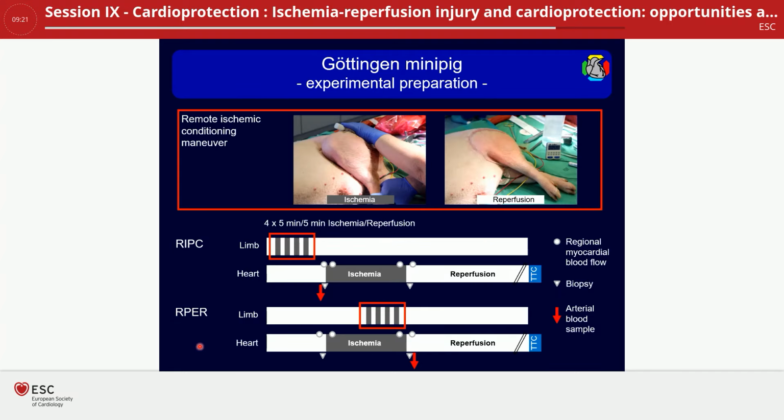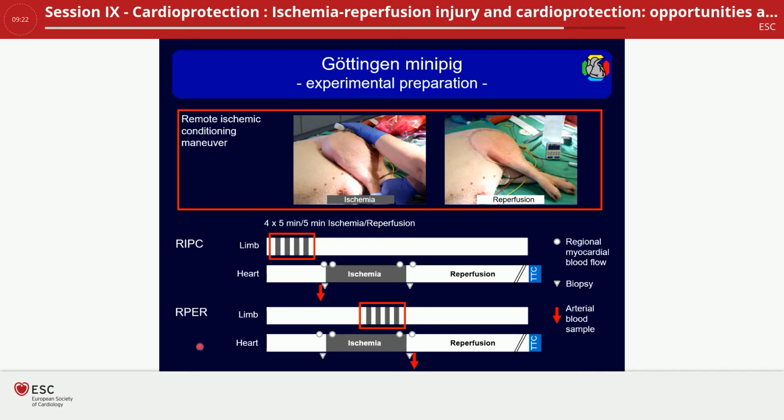This is how we look at the remote conditioning procedures. We do remote conditioning either before, that's the upper part of the protocol, or we do it during coronary artery occlusion. The remote preconditioning, as we have discussed before, is useful only in elective settings, such as surgery. However, the occlusion of a distant part of the body during coronary occlusion is a procedure that can also be applied during myocardial infarction, like in the Denmark study.